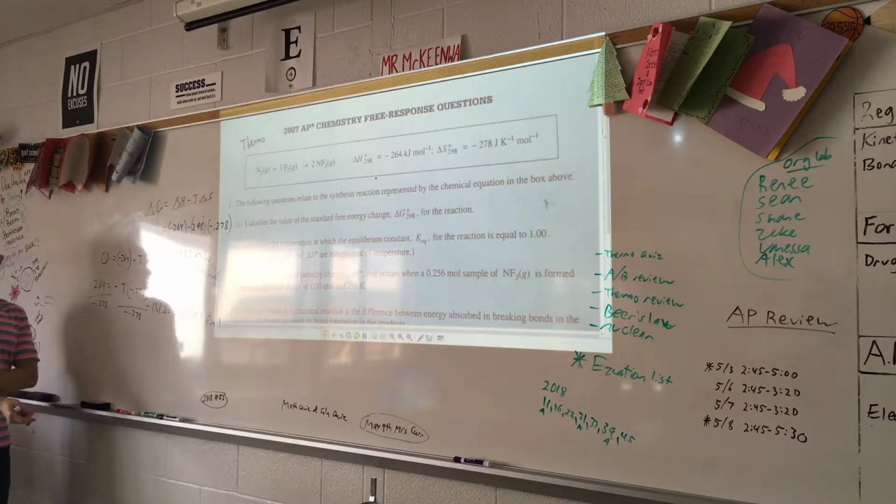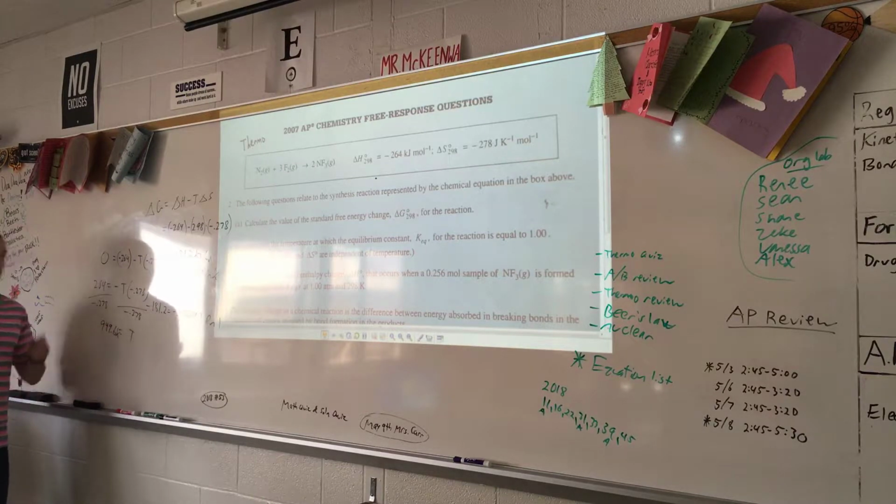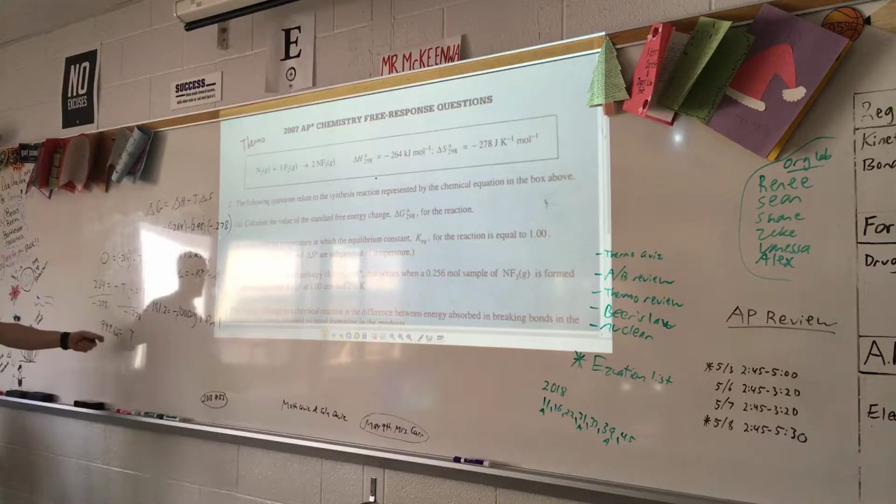So what's 264 divided by 0.278? 949.6. That equals negative T, but that's negative, so it's positive, is what we're saying? So temperature is 949.6 K. So at 949, 950 K-ish, then delta G would be 0, right? Yes. So then K should equal 1. Yes, I agree with you.